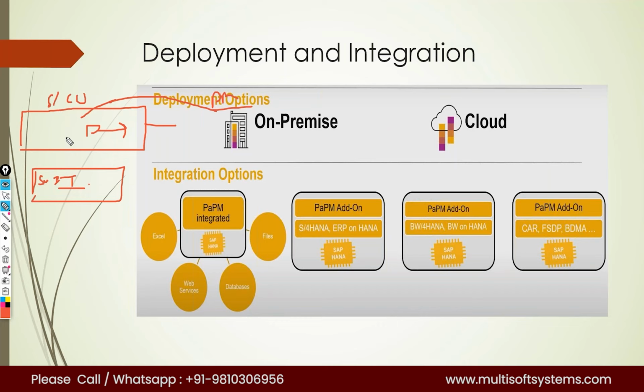So let's say there is an allocation cycle that you configure in S4, and when you run it, what happens? It runs an ABAP program in the backend.